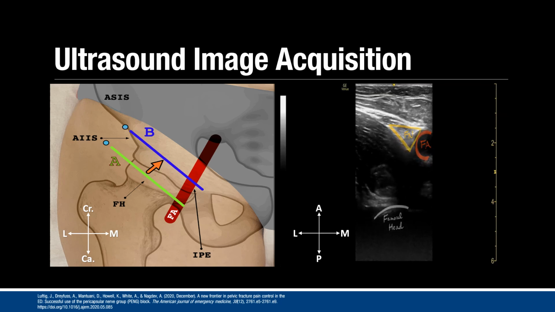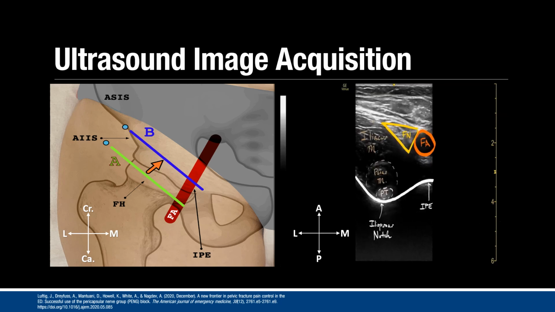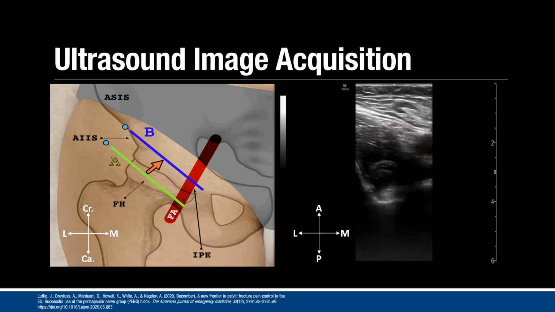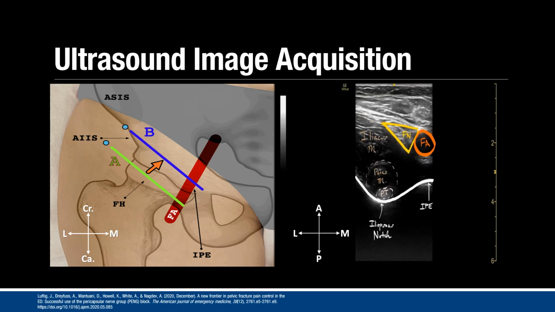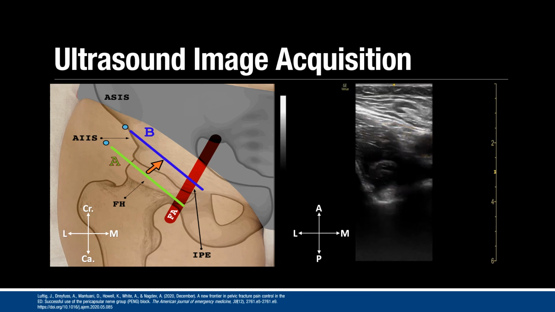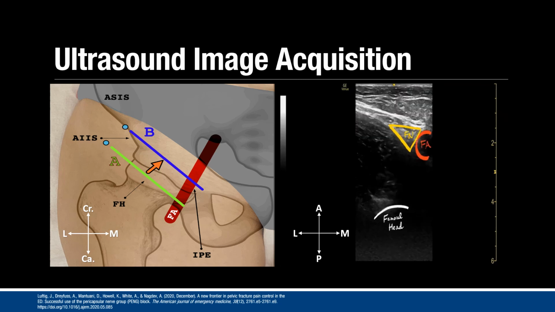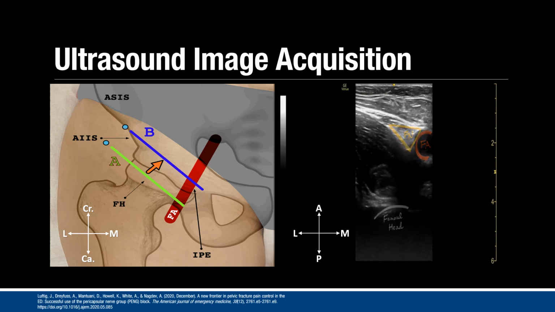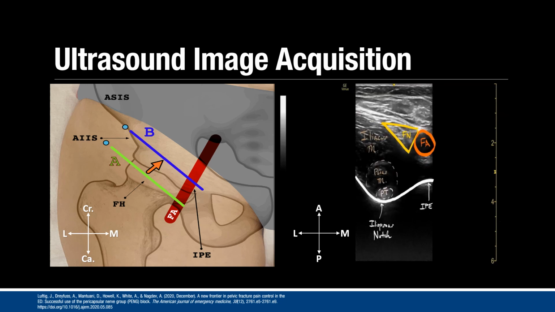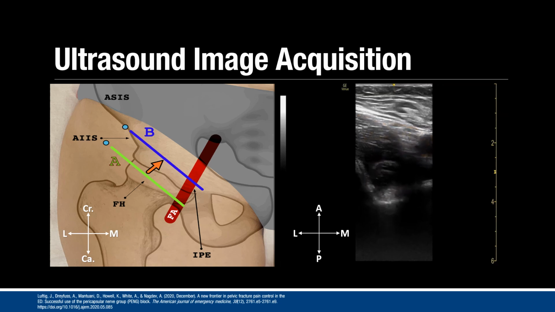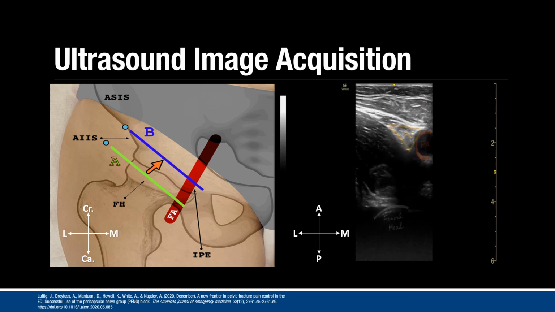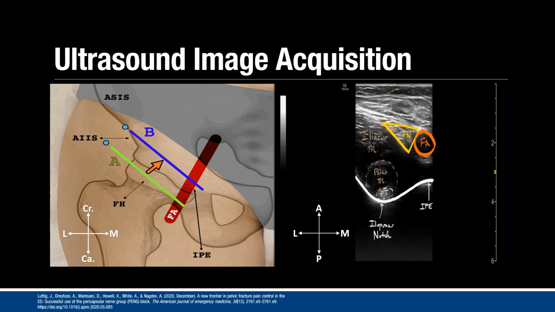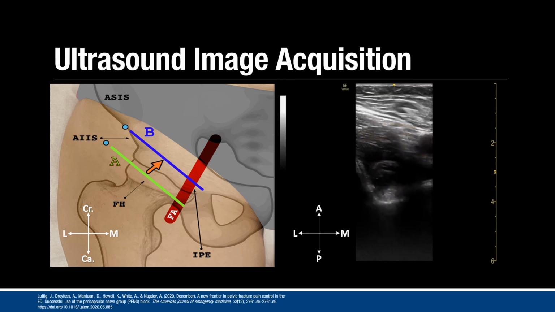Not to belabor the point, but I just want to make sure we know how to properly acquire the optimal ultrasound image for PENG block performance. So starting with the image on the left, we are going to first place our ultrasound transducer at the level of the femoral head within the femoral crease at point A. And keeping a transverse oblique orientation, we're going to slide the transducer cranially along its short axis to line B. This will bring the iliopubic rim into visualization.